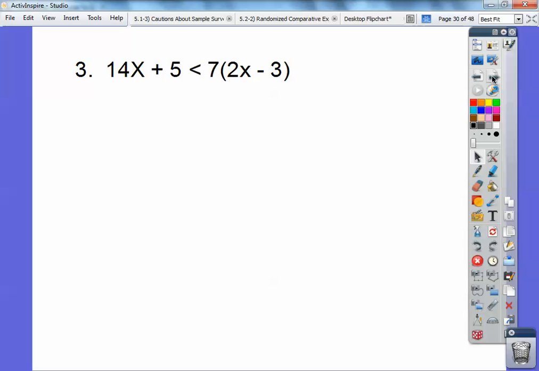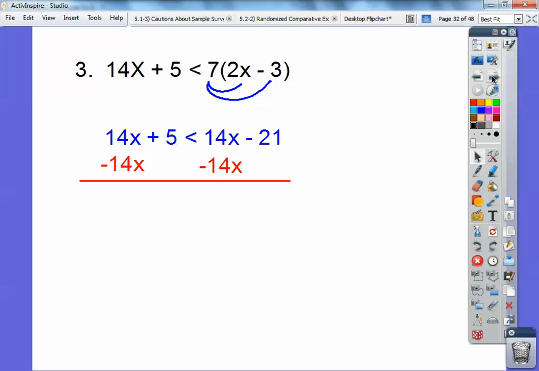14x plus 5 less than 7 times the quantity 2x minus 3. All right, let's go ahead and distribute that 7 through, you guys. So I get 14x minus 21 on the right hand side, and then on the left it's still 14x plus 5. Okay, going to subtract out 14x on both sides. Something weird happens, you guys. I'm left with 5 on the left and negative 21 on the right.